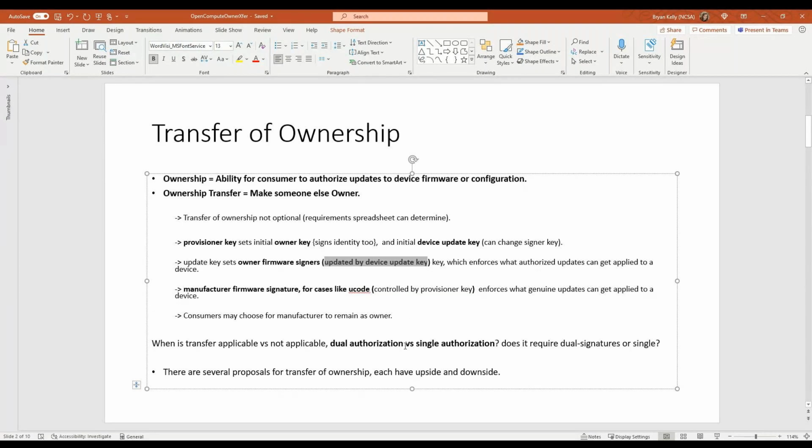So the question I have is, do you need to push all that? It was kind of this dual authorization versus single authorization. I thought the manufacturer signature for things like microcode was forcing down this dual authorization, and then there was an option here, which maybe is counter to the capability, for consumers to choose to leave it as manufacturer only.